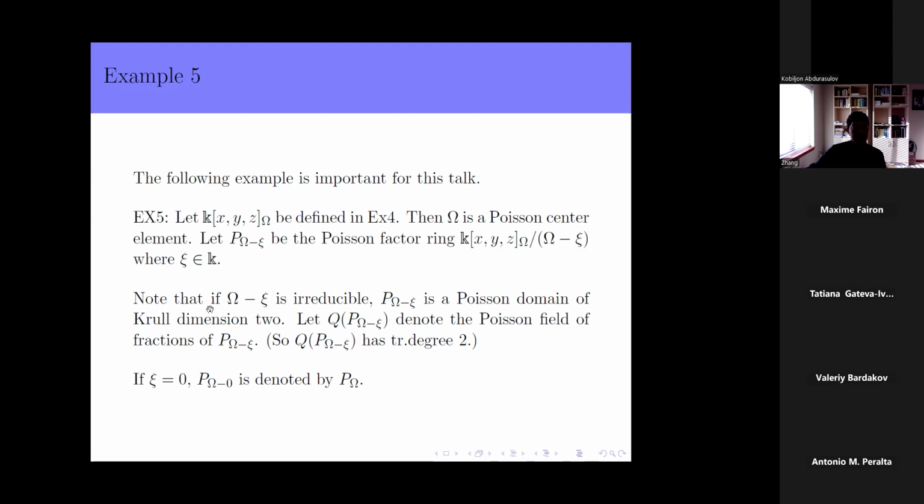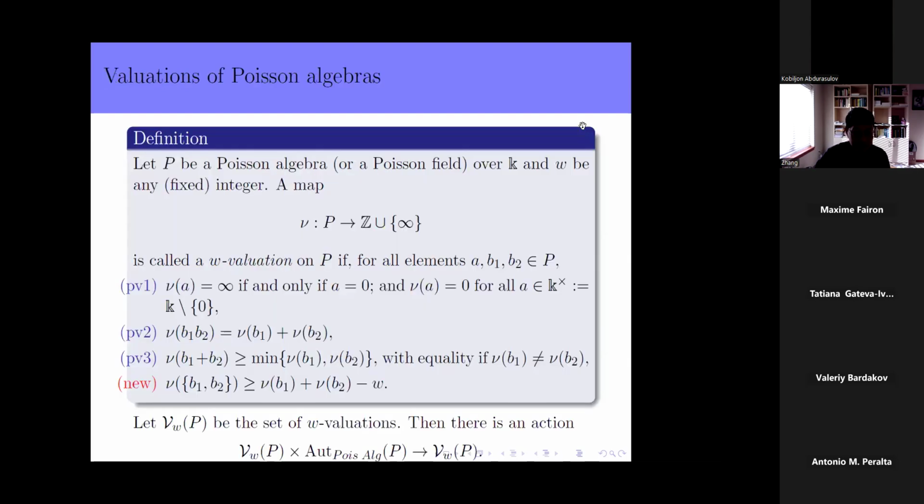Then if this element is irreducible, since this polynomial ring is a UFD, the quotient will be a domain, so we can take the fraction field. So we can construct different Poisson fields starting from this. Now, if we choose omega carefully, this ideal P generated by omega minus psi gives a domain of GK dimension 2, so the fraction field will be a field of transcendence degree 2. So these are kind of nice examples.